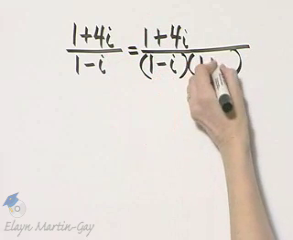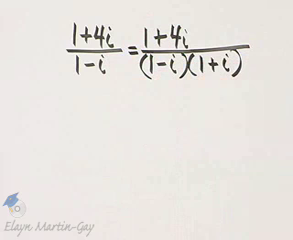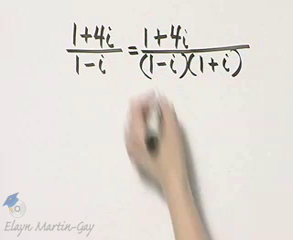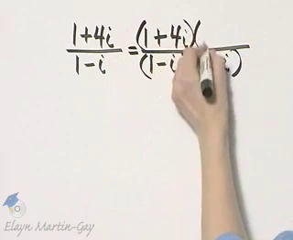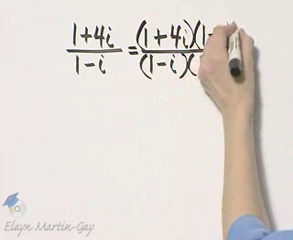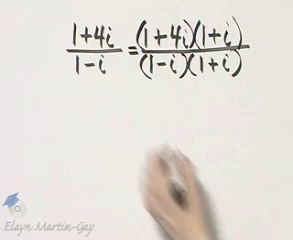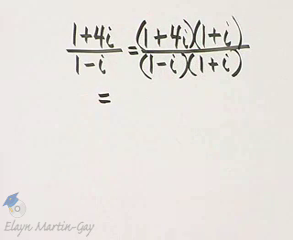It is 1 plus i. And if I multiply the denominator by 1 plus i, I must multiply the numerator by the exact same thing. Now let's see what that does. Let's go ahead and multiply in the numerator and in the denominator.